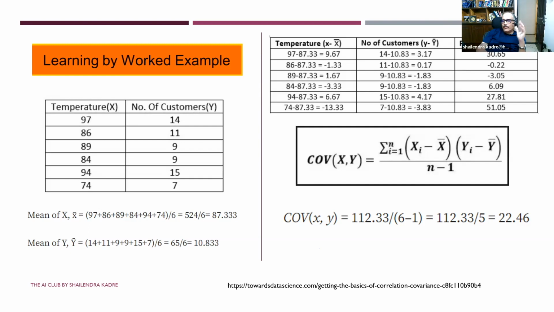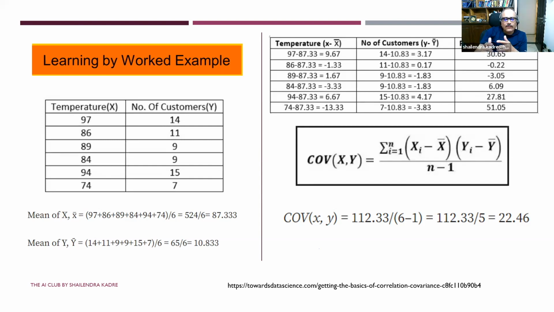22.46. Positive number. Now tell me, if I measure this temperature in degrees centigrade instead of Fahrenheit, the numbers will be different. If the numbers are different, my x minus x bar for all the 6 values will be different. If I take the product and do the sum, then the numerator will be different, because previously it was a different number in Fahrenheit. Now it is a lesser number in centigrade. So my numerator will be lesser in this case, so my covariance XY will be lesser than 22.46. Maybe it is 12, 13, something like that.